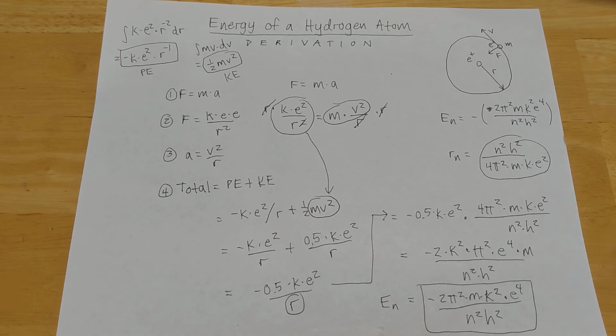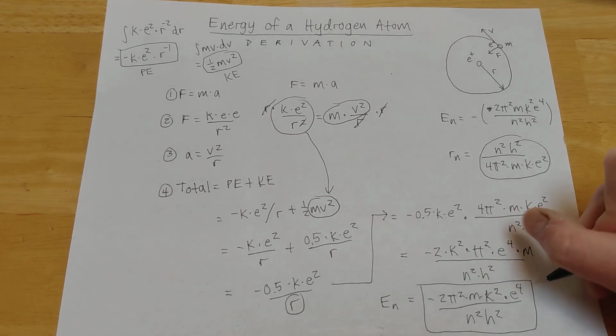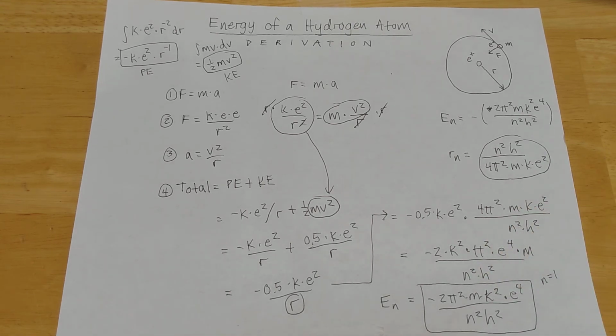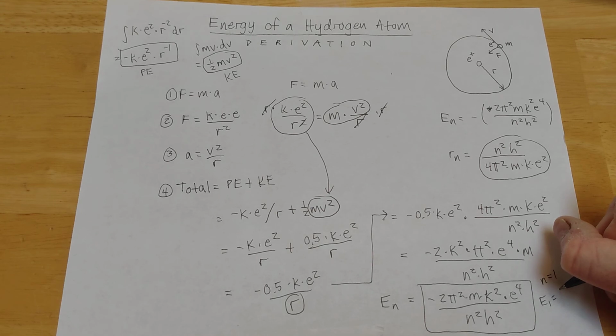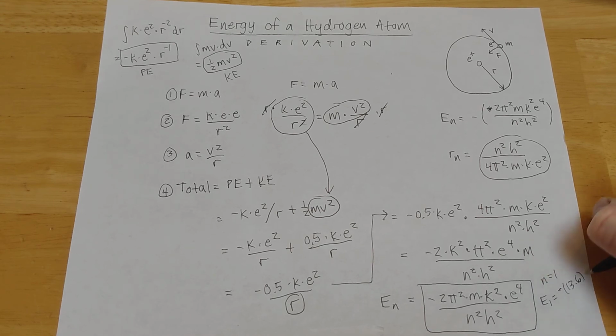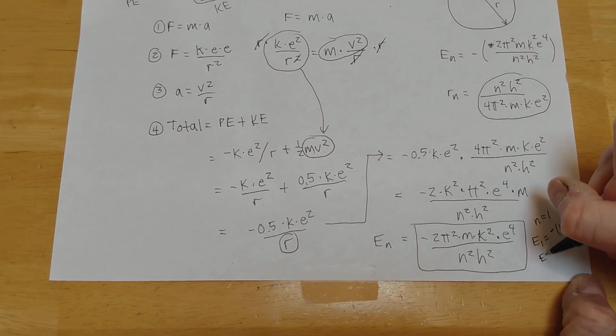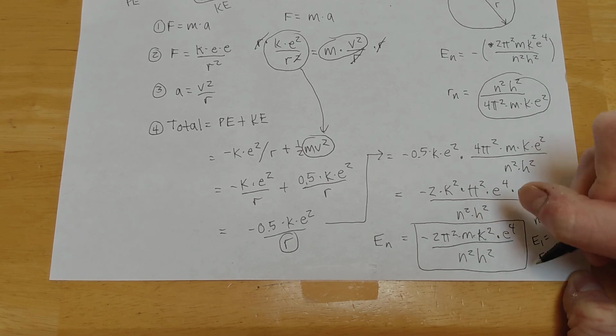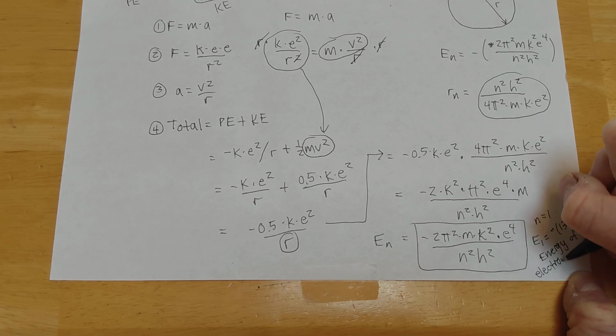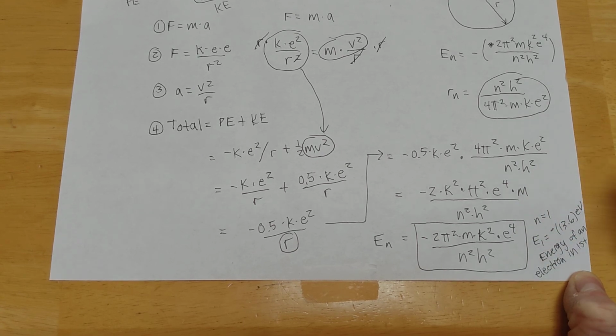So hopefully this is somewhat satisfying that we were able to use substitutions in order to get this far. And then again, since these things are all constants at this point, we could go ahead and substitute for everything, and we could get the energy of an electron in the first energy level, and that would get us negative 13.6 electron volts. So like we said, that would end up being the energy of an electron in the first energy level.